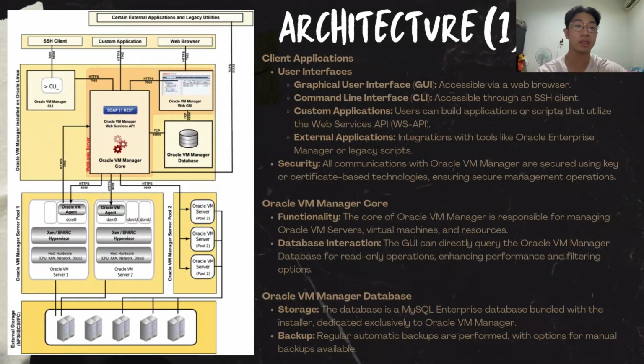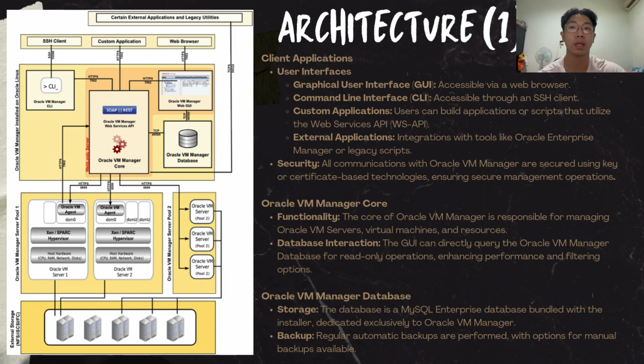The next one is the architecture. First, we have the client application. For the user interface, it contains a graphical user interface, which is accessible via web browser, and a command line interface accessible through an SSH client. Custom applications mean the user can build applications or scripts that utilize the web server API. External applications allow integration with tools like Oracle Enterprise Manager or legacy scripts. For security, all communication with Oracle VM Manager is secured using key or certificate-based technologies.